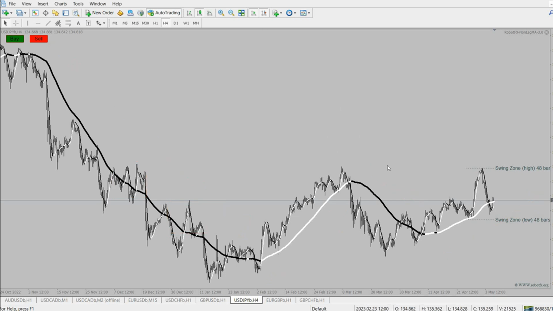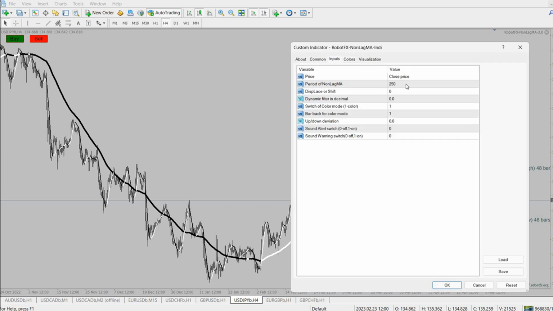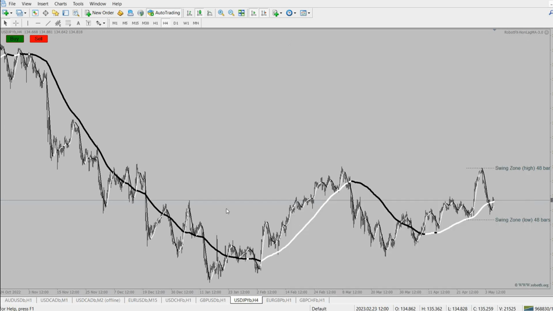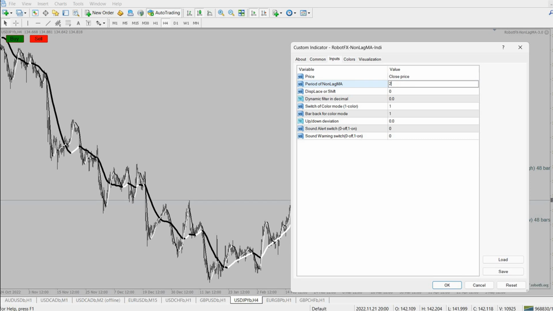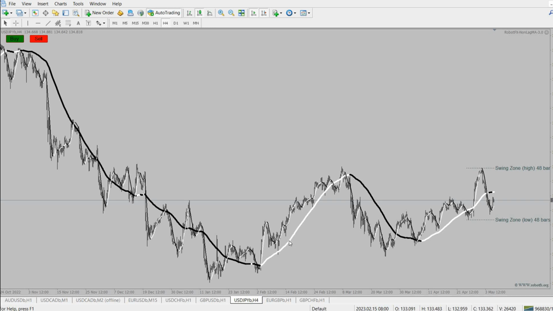Now, you will find that decreasing the period of the non-lag moving average, for example, will make the indicator follow the price more closely and change the color too often, which is what happens if I change it to 100, as I did right now. It does not reflect the trend very well. I suggest you start from 200, but again, this depends on your time frame on the trading chart. 200 should be a good value to start. I wouldn't go higher than 250. So this is what 200 looks like.